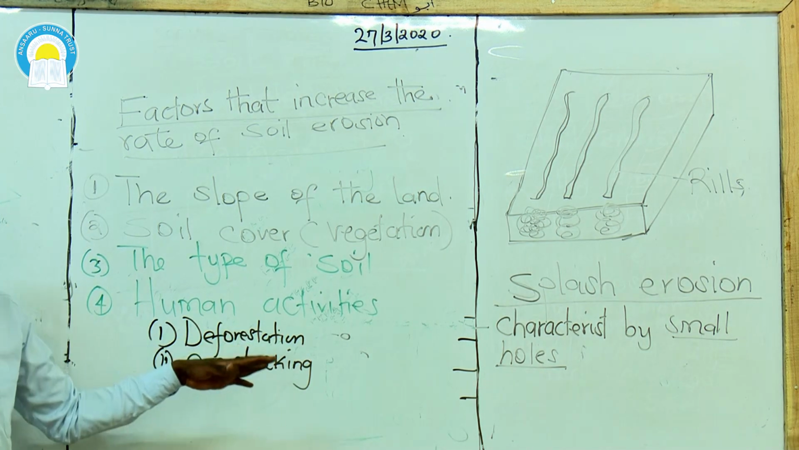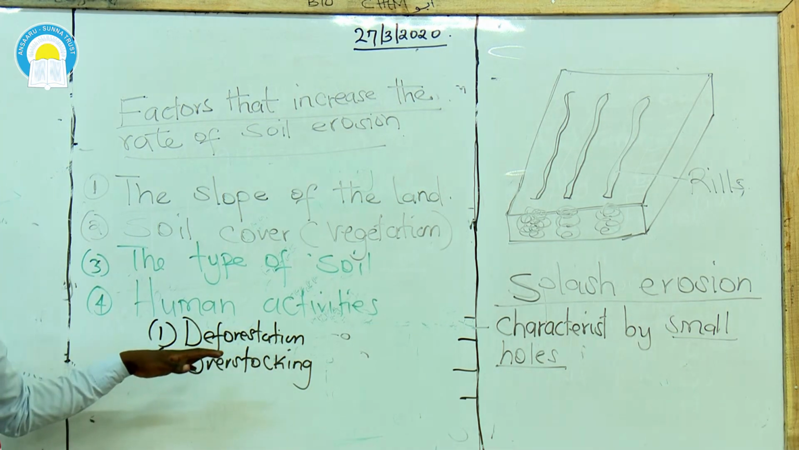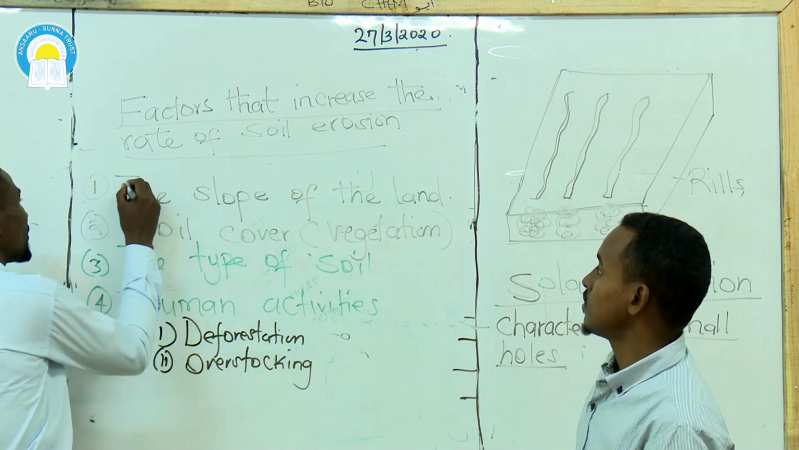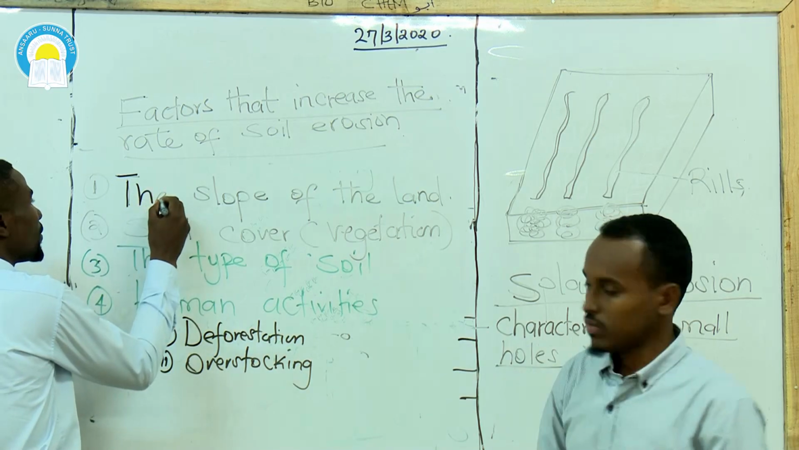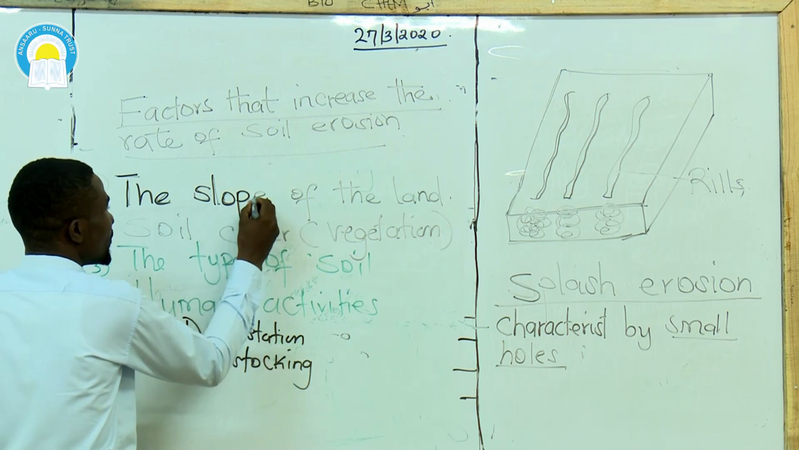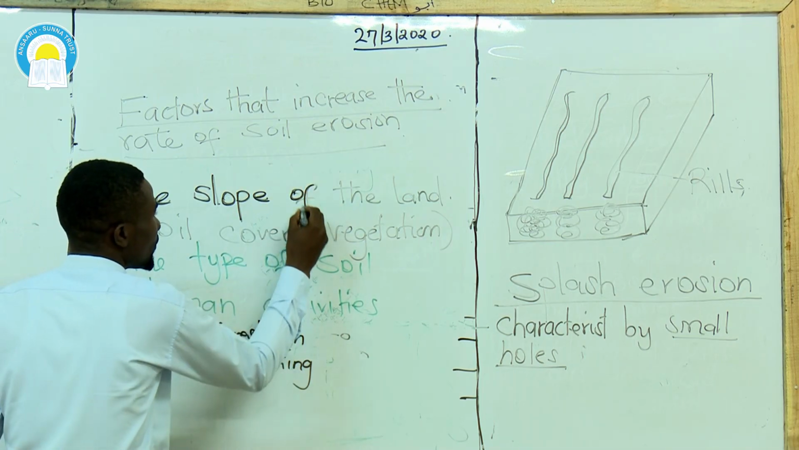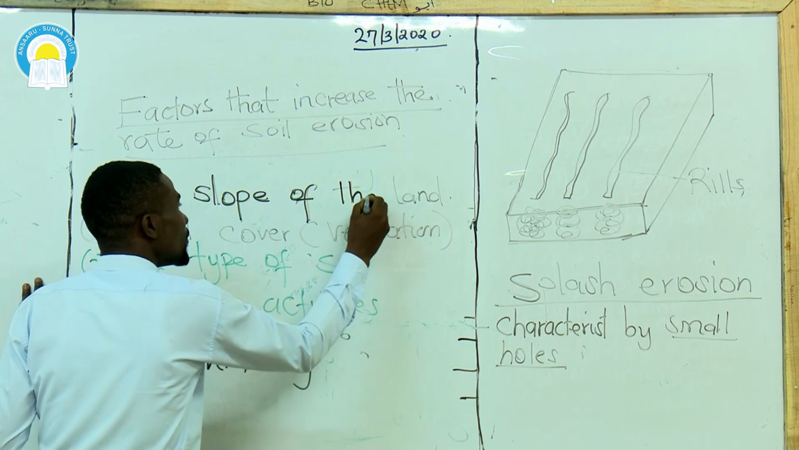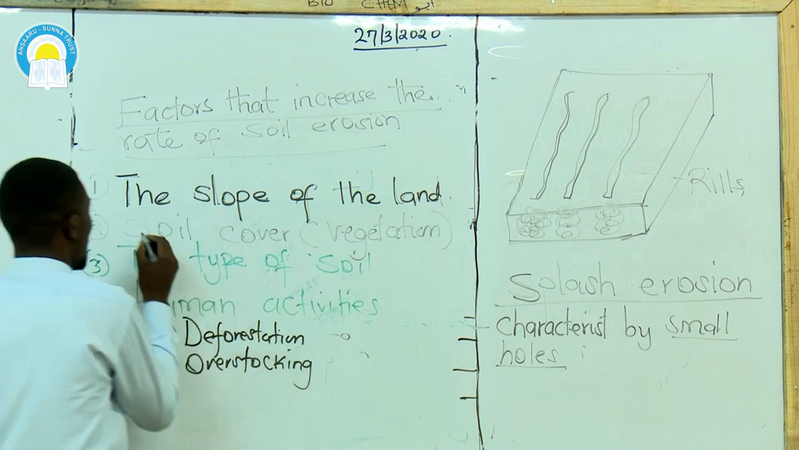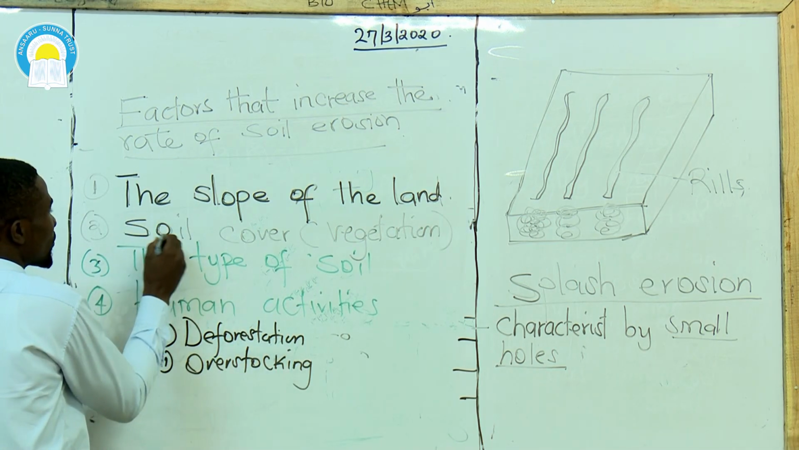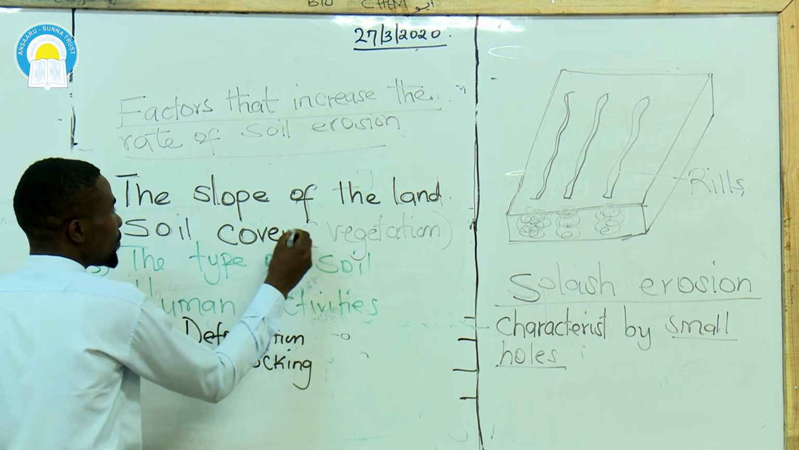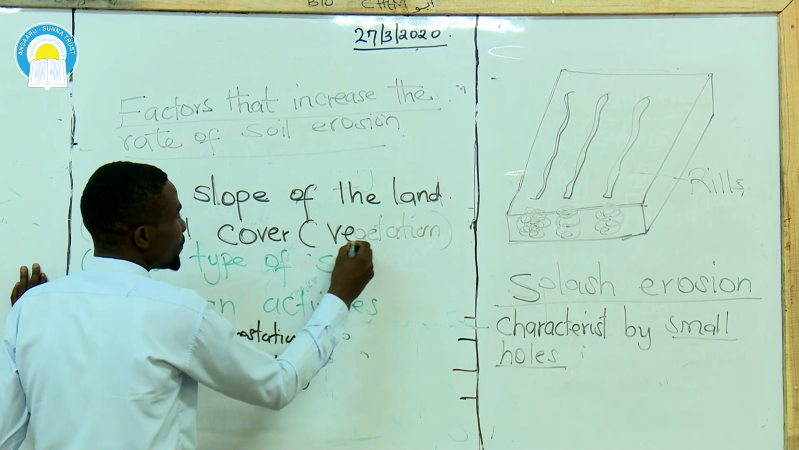So we're talking about overstocking. These two, they are not very clear, so I can rewrite. The slope of the land. Soil cover, that is the vegetation.